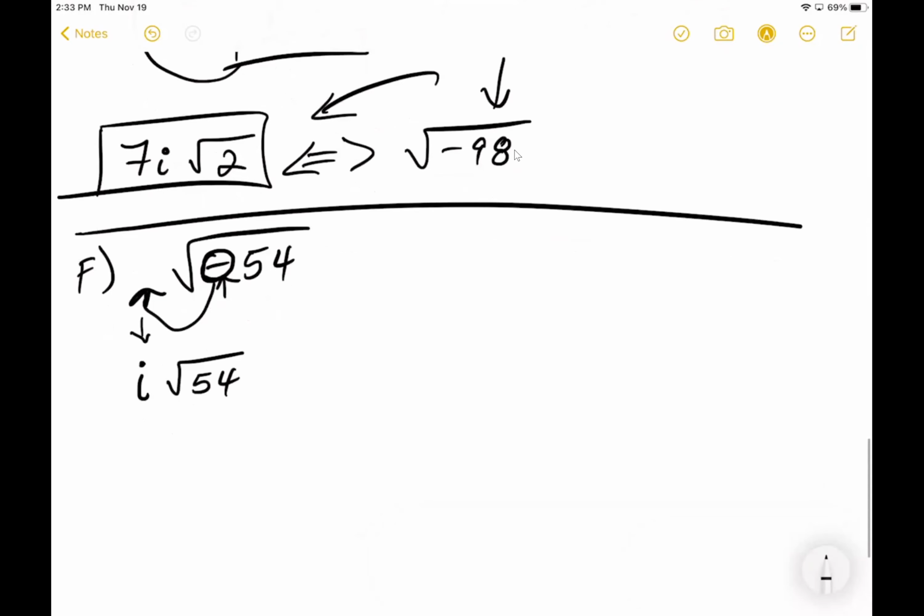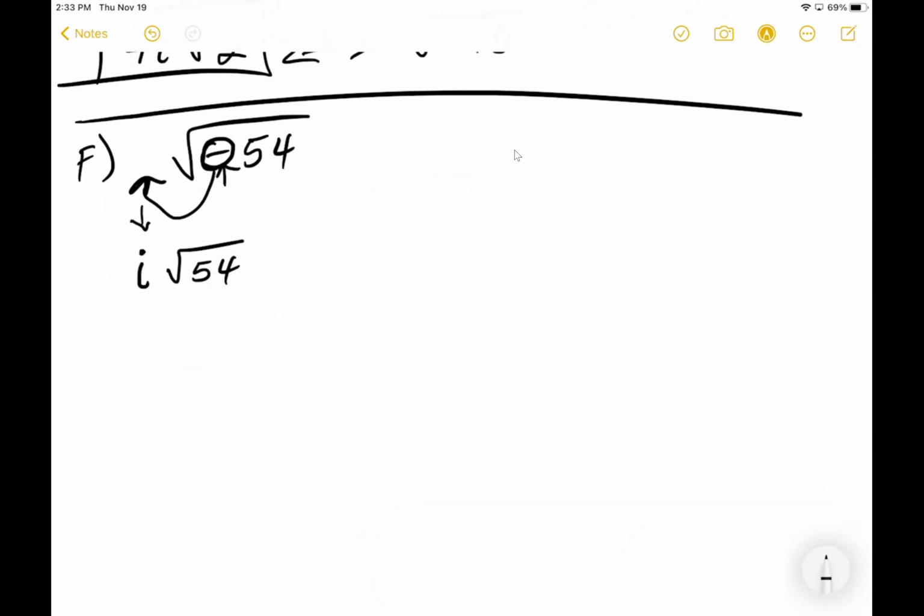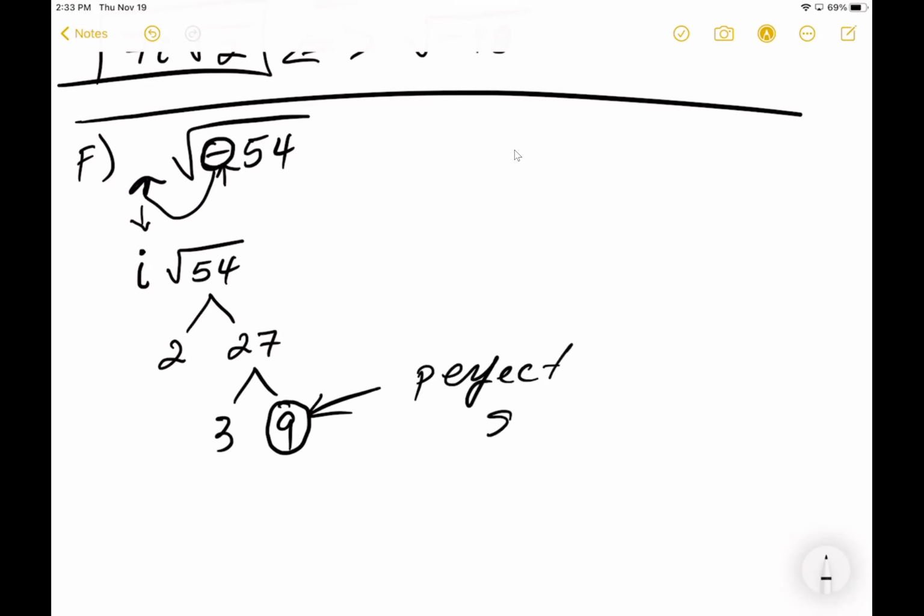And if you don't see that this is 9 times 6, you break this out to become 2 times 27, right? And if I break the 27 into 3 times 9, you might say, Mr. Tran, I can stop here. Why can we stop here? Because the 9, we found it. The 9 is a perfect square number, because 9 is equal to 3 times 3.